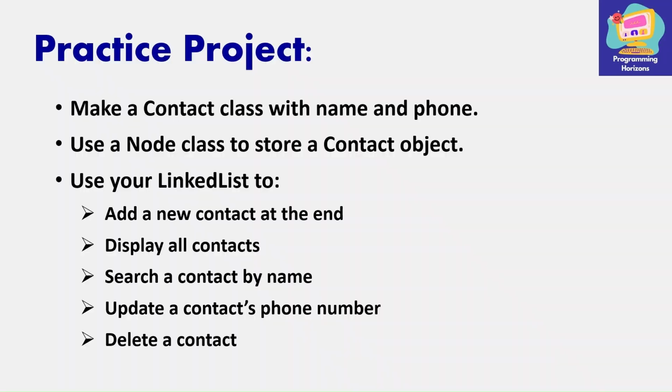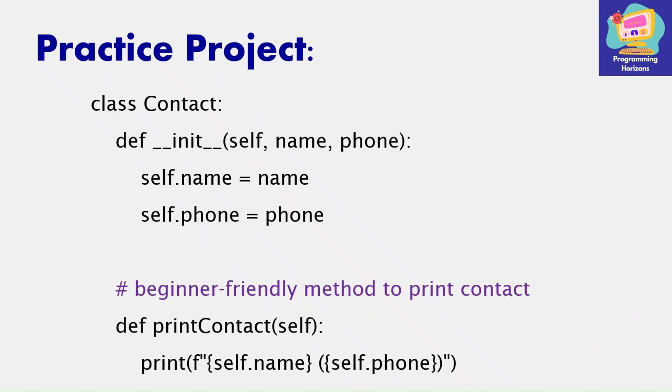Alright everyone, now that you have understood all the core operations of a linked list, here is a small practice project for you where you have to make a contact book with the operations listed here. Here is the basic structure of the contact class that you will implement in this project.